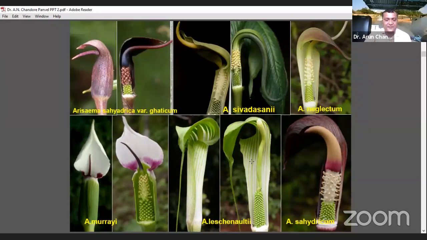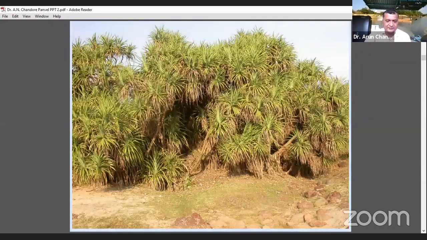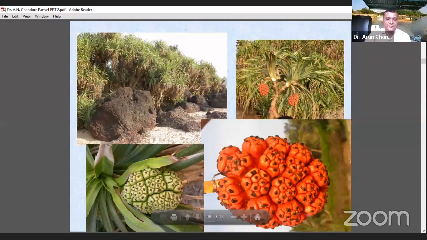This is Pandanus odoratissimus, found in the coastal region, and the other species is Pandanus odorifer. Both species are found in our region. You see, this is the diversity of Barleria.